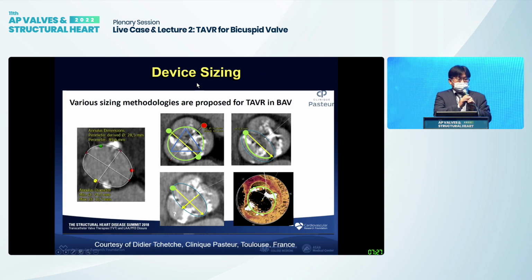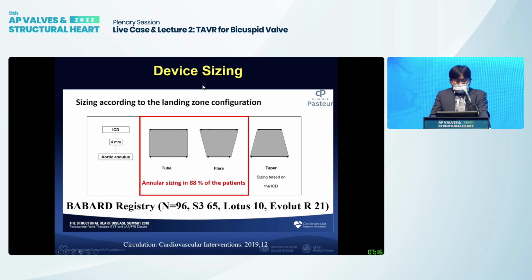How to decide the device sizing, that is very important. We have lots of sizing algorithms. Dr. Wang suggested to us balloon sizing for the self-expandable device. But I think this idea is very important: the Barbanti registry evaluated the bicuspid aortic valve shape, the intercommissural distance and aortic annulus distance. If the intercommissural distance is larger than the aortic annulus, they call it the flare type, smaller is taper type, same is tubular type.